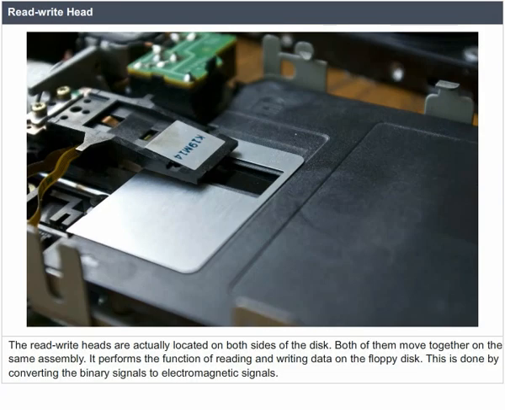Read-write head. The read-write heads are actually located on both sides of the disk. Both of them move together on the same assembly. It performs the function of reading and writing data on the floppy disk. This is done by converting the binary signals to electromagnetic signals.